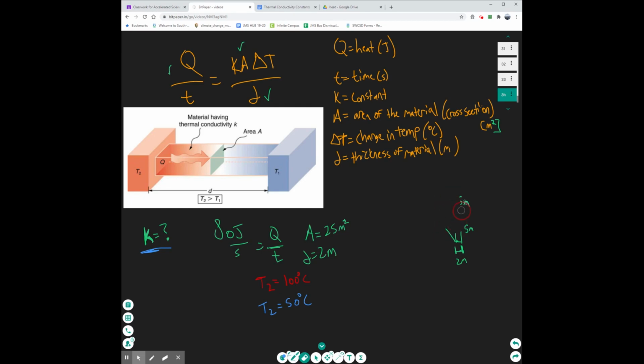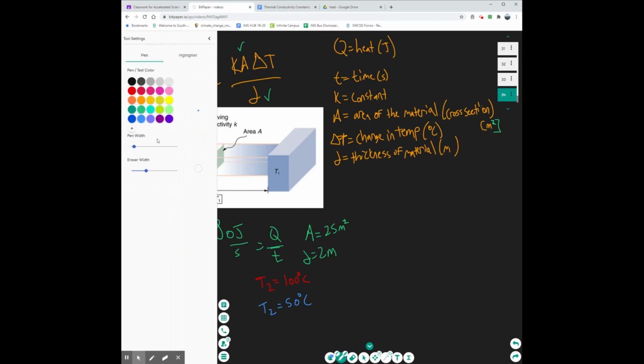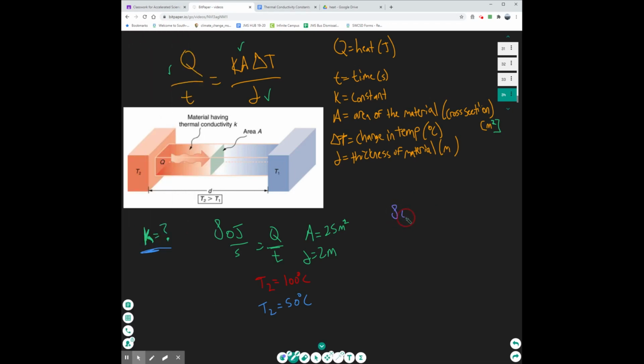All right, time to do some math. Here we go. Let's plug in all of our stuff. We've got 80 joules per second, 80 watts worth of thermal energy, and it's equal to K, which is what we're solving for, so we'll circle that for now, times A, which we know is 25 meters squared, times the change in T. What's 100 minus 50? It's 50 degrees. So times 50 degrees Celsius. Cool. All divided by D, which in this case is our thickness of 2 meters.